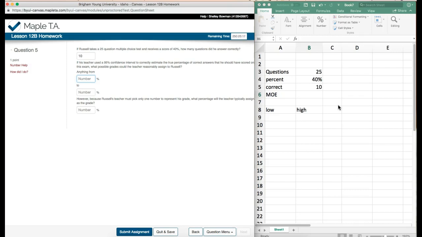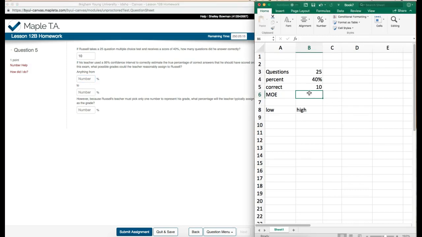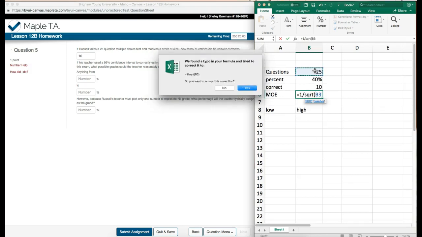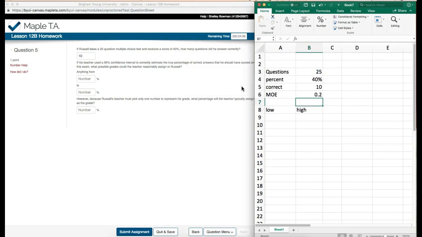So the first thing we need to do is find our margin of error. The margin of error, remember, is 1 divided by the square root of the total number. So it equals 1 divided by the square root of the total number of questions, which was 25, and that gives us a margin of error. Oh, I didn't close the parentheses. Yes, close it for me. That gives me my margin of error of 0.2, or if I wanted to think of it as a percent, 20%, moving the decimal to the right 2.